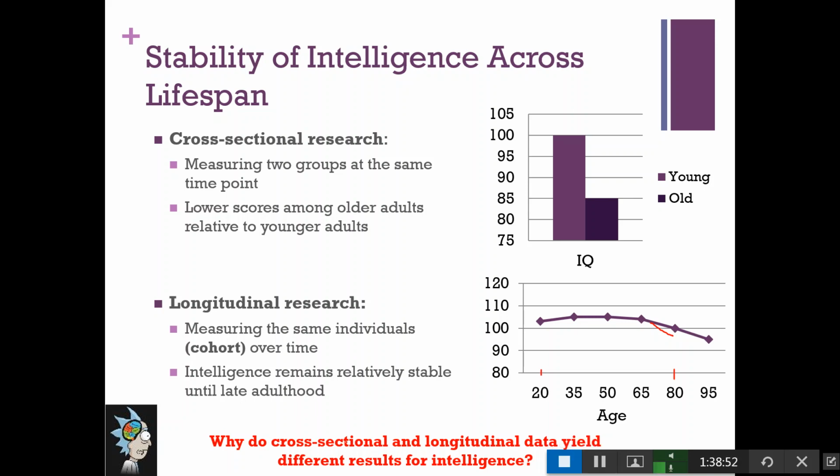So why, I guess I'll pose this question to you all and you can think about this. Why do cross-sectional and longitudinal data yield different results for intelligence, right? In other words, what I mean is, why would cross-sectional data lead us to believe that older adults are less intelligent when it seems that intelligence is pretty stable throughout our lifetimes, right? Well, when you measure people at the same time point, let's say that we measured people in 1990 here, okay? And so this is all indicative of 1990. Sorry for the terrible handwriting.